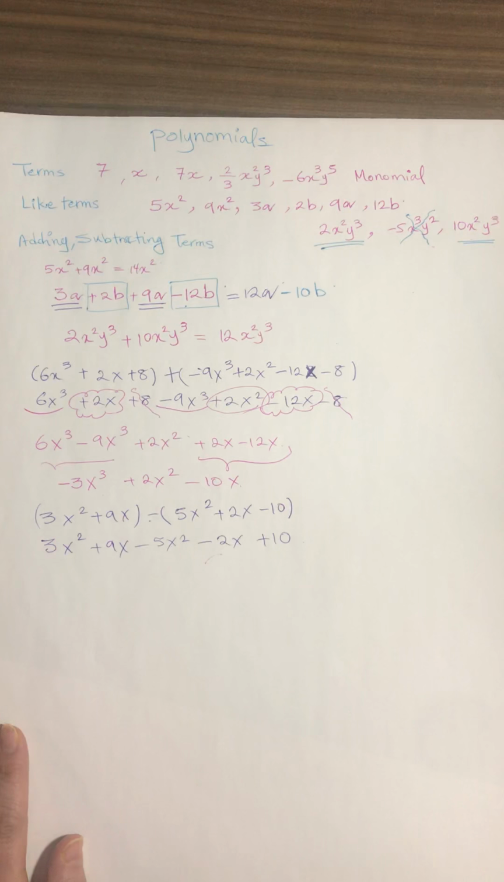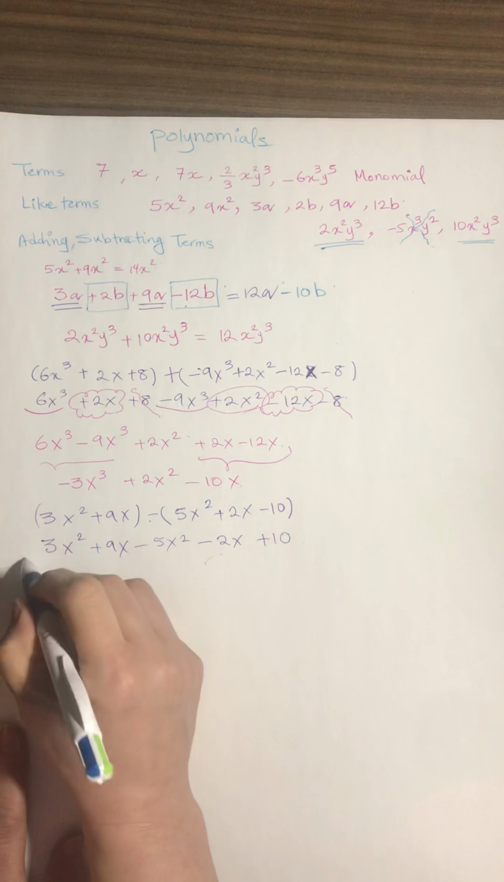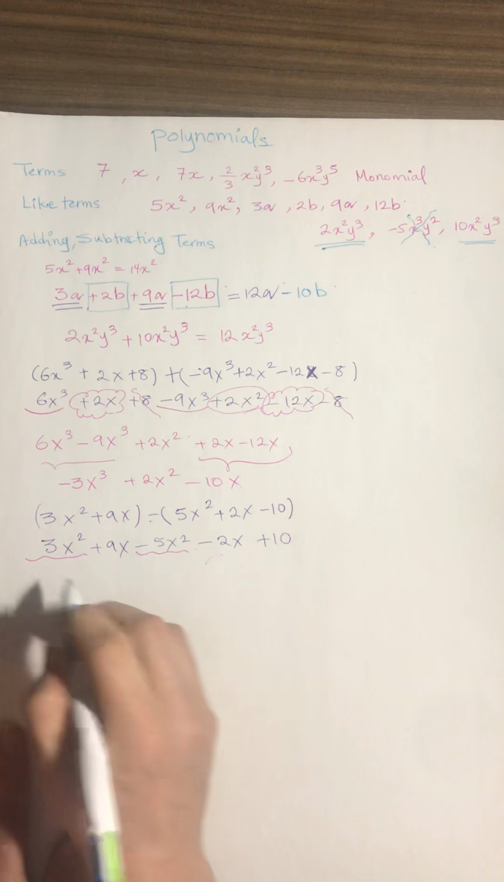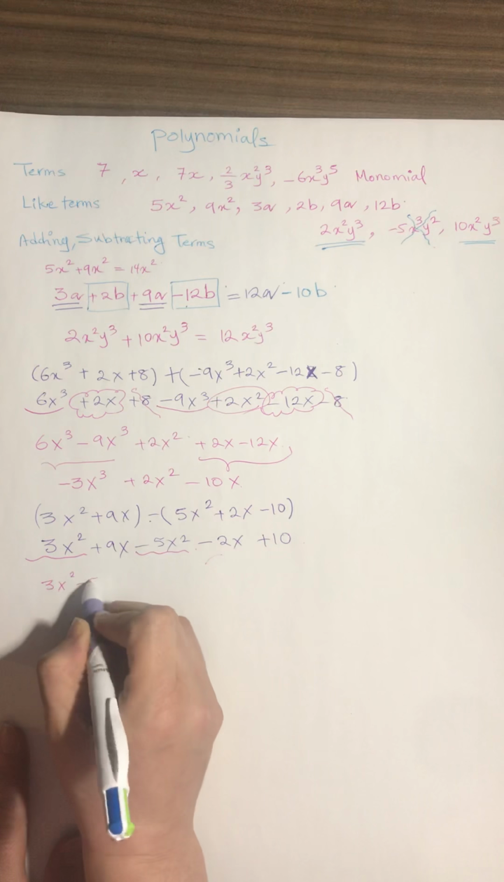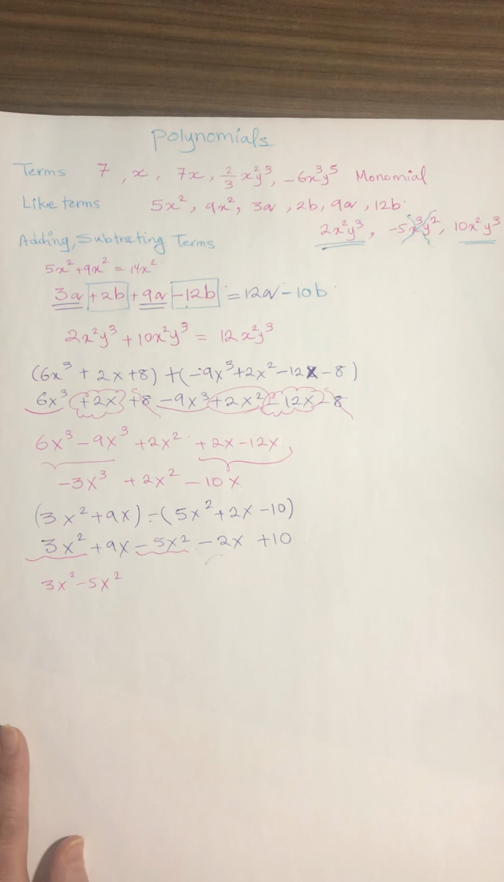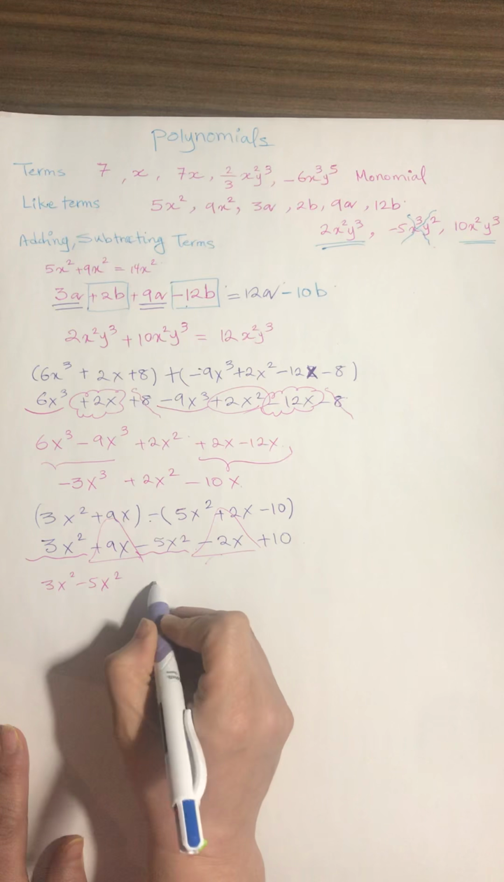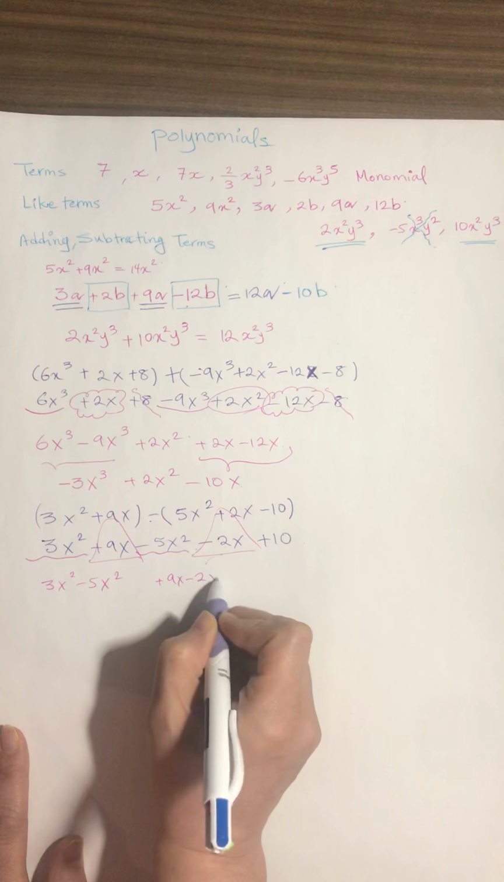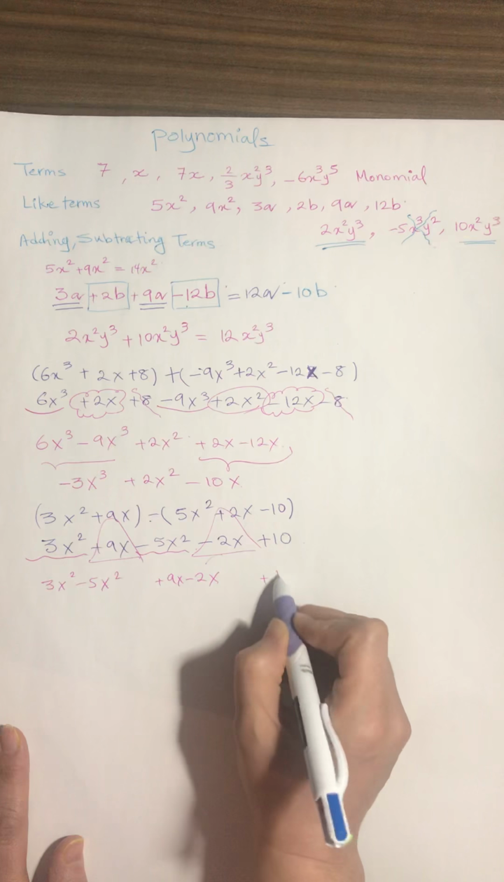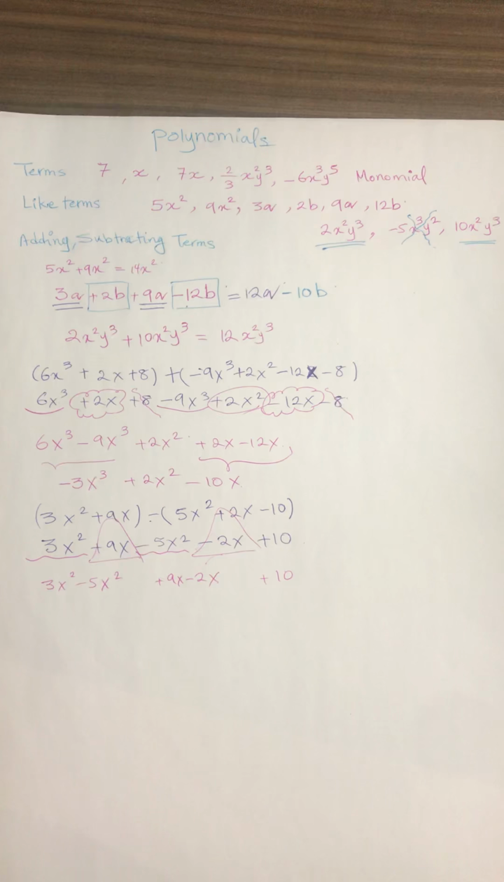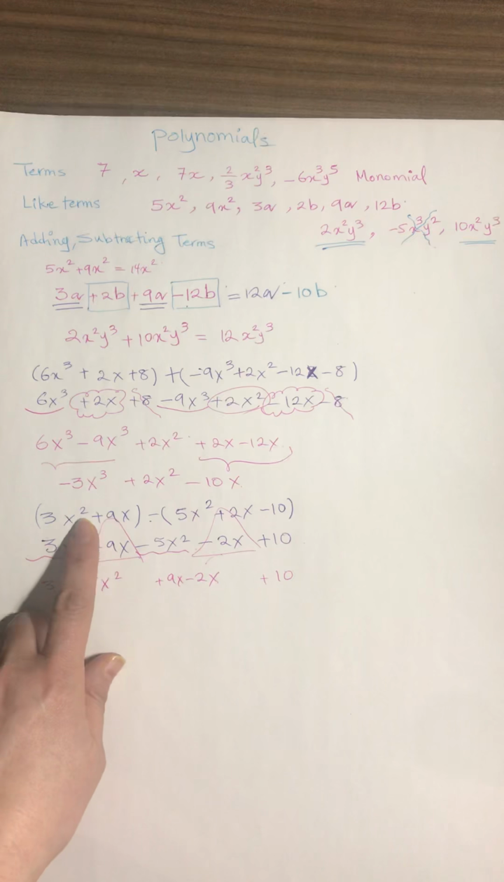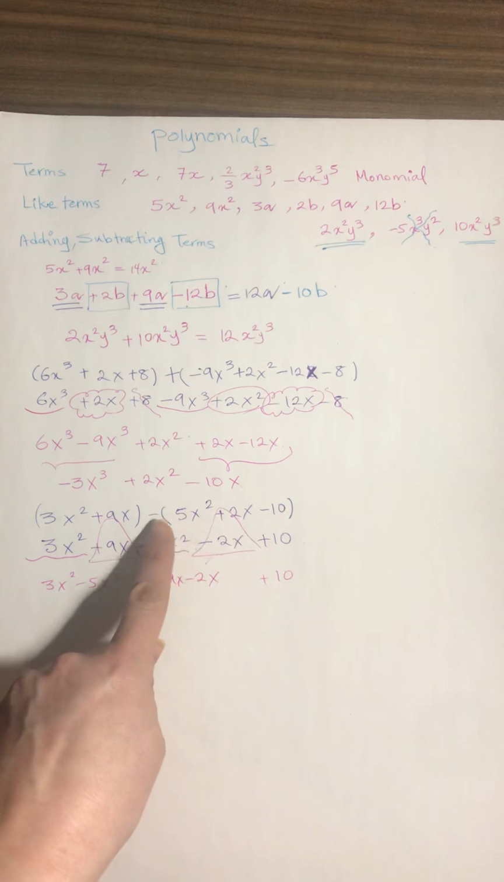Do you see any like terms? 3x² minus 5x². What else? Plus 9x minus 2x. What else? Plus 10. So what did I do? I rearranged the sentence. I combined two polynomials, a binomial and a trinomial, and I'm subtracting them.